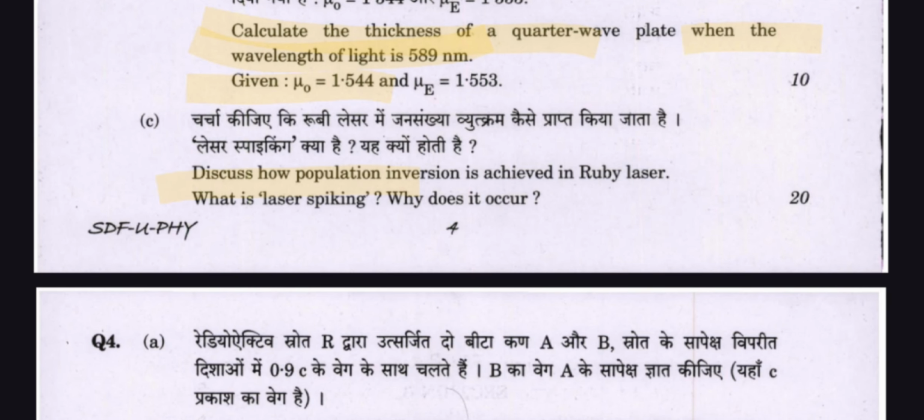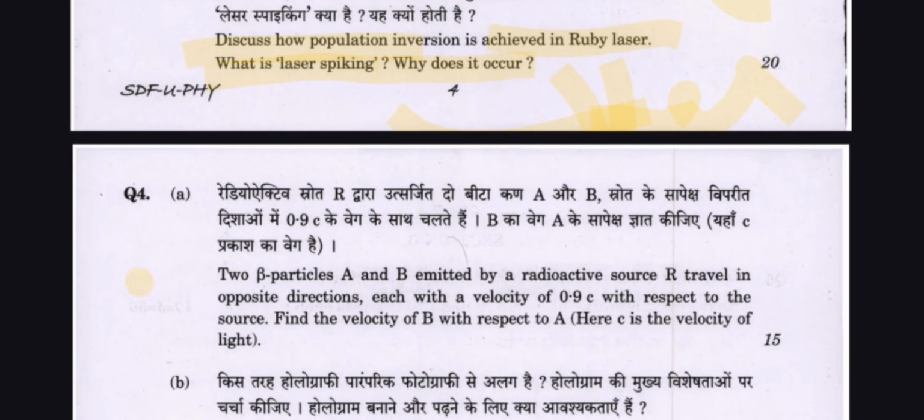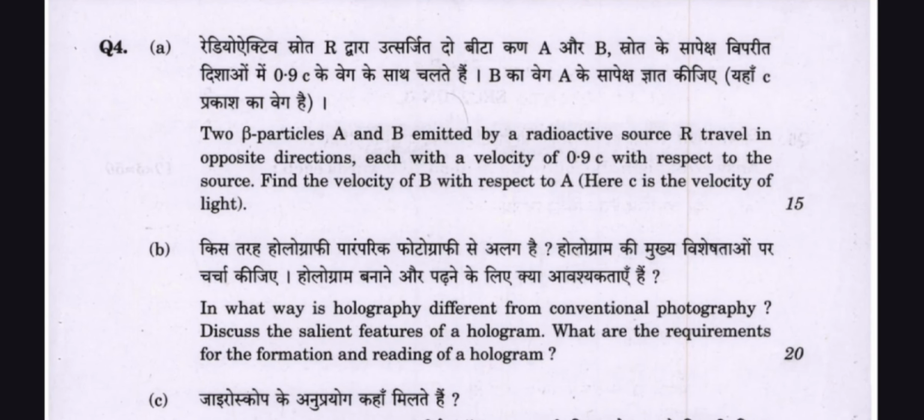Discuss how population inversion is achieved in a ruby laser. So ruby laser, helium laser, one year asks ruby laser, one year asks helium neon laser. What is laser speckle? How does it occur? And question number 4 is here.